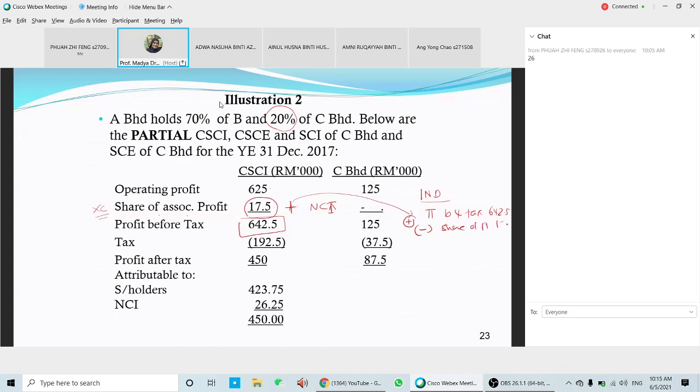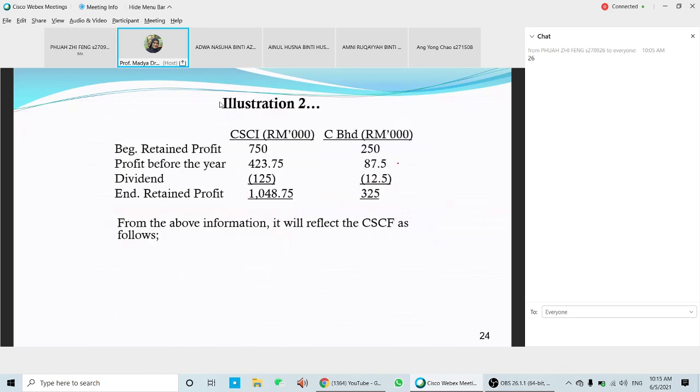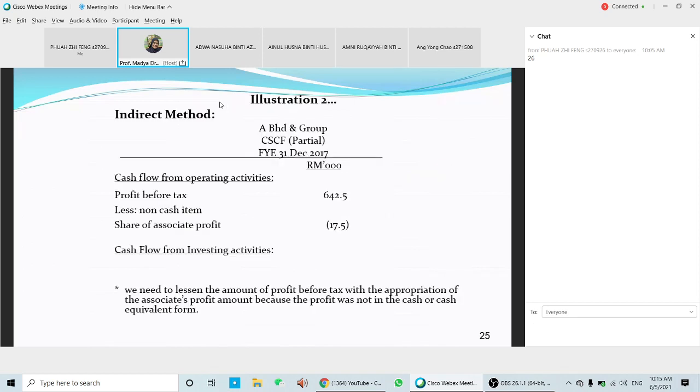17.5. Minus, why do we need to minus? Because this is a non-cash item. So we're going to have this one. Okay, and then the dividend is paid by C here. C is your associate, so we're going to allocate to A here 20%. So that is the dividend received. This is how you prepare using the indirect method.